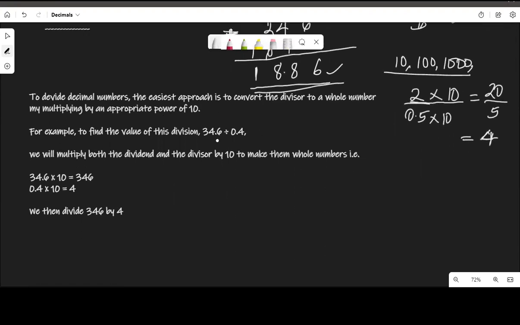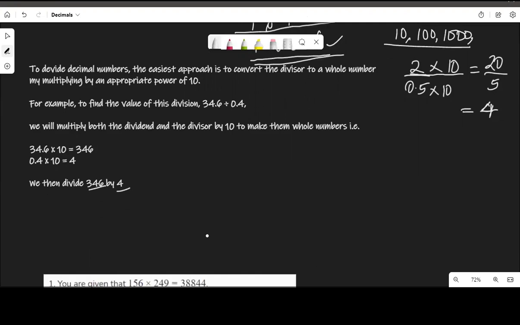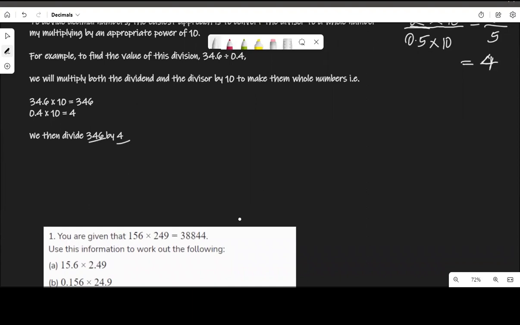I have an example here. It says 34.6 divided by 4. Look at it. We multiply 34.6 by 10 to give us 346. While we are multiplying by 10, we want to get rid of the decimal number on the divisor. And whatever we do to the divisor, we must do it to the dividend to make the mathematics balance. So by the time we multiply both of them by a power of 10, which is 10 in this case, we arrive at 346 divided by 4. And 346 divided by 4 gives you a value that is the answer to this division.